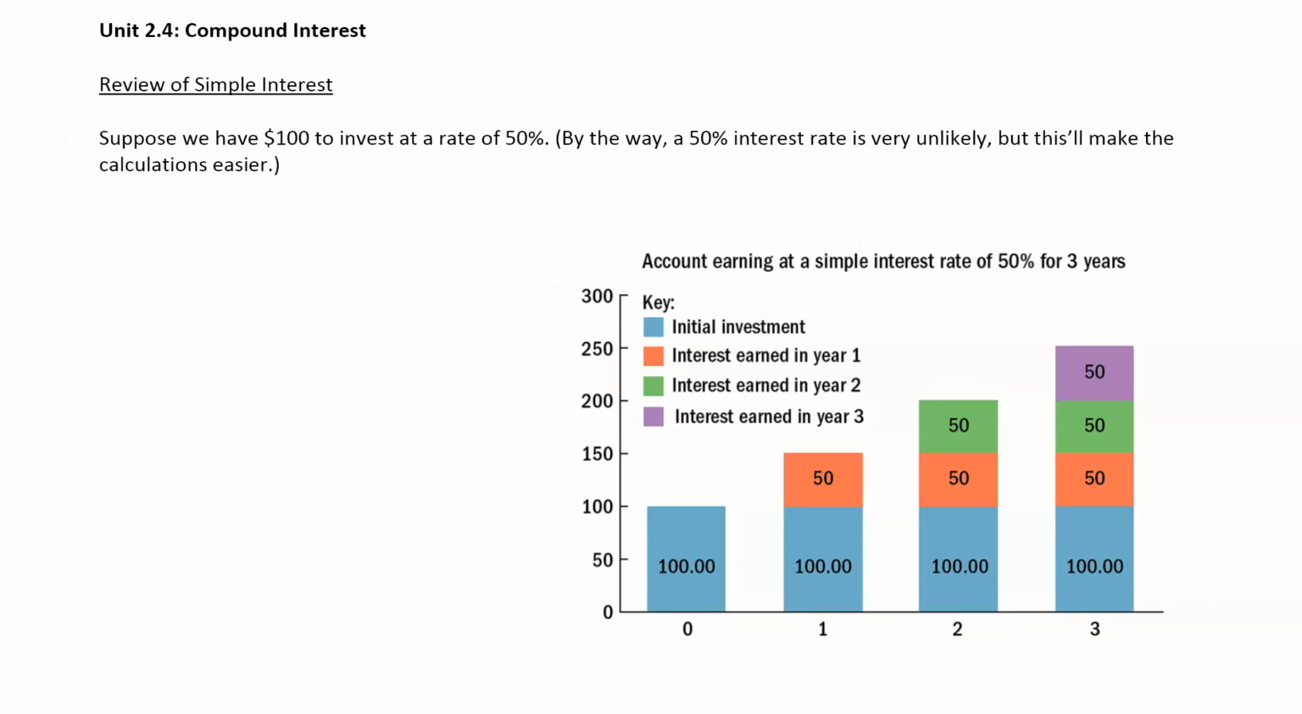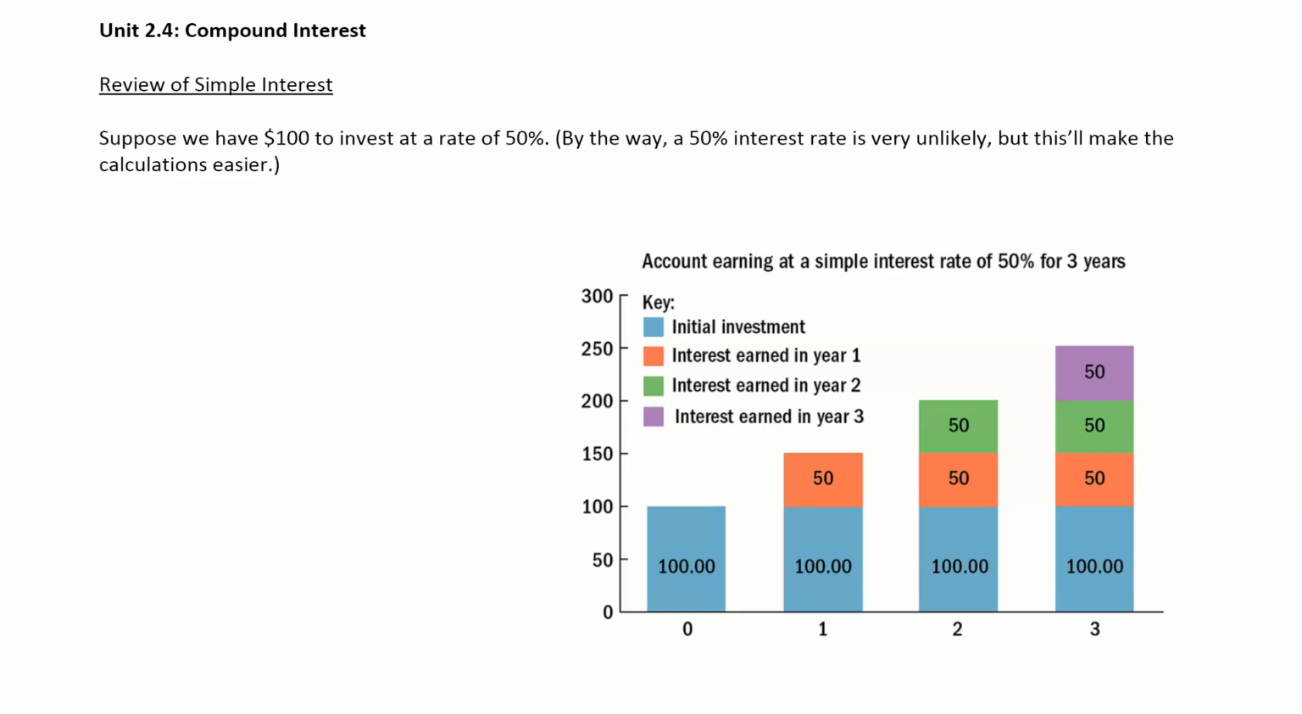Suppose we have $100 to invest at a rate of 50%. Now a rate of 50% is very, very unlikely. However, this makes the calculations very easy. Let's find the interest earned for 3 years. So let's say it's January 1st and we go down to the bank and deposit $100.